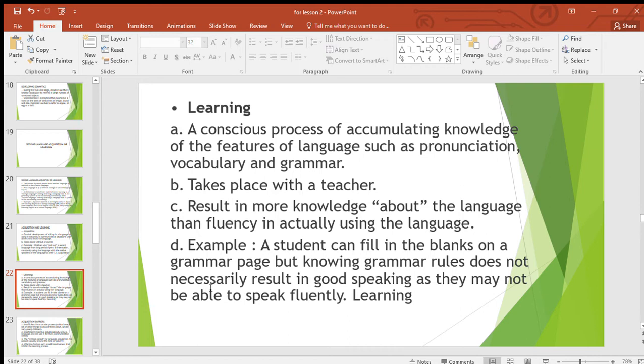Where did English start? What are the old English words? What does this mean? What does this mean? But do you know how to use it?